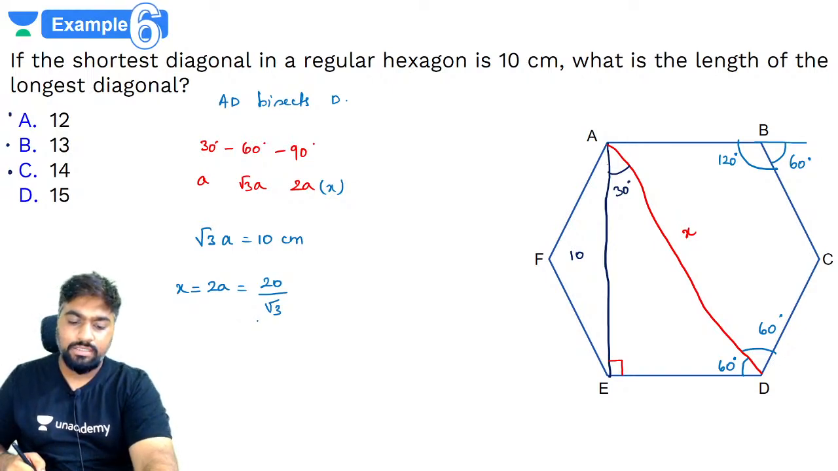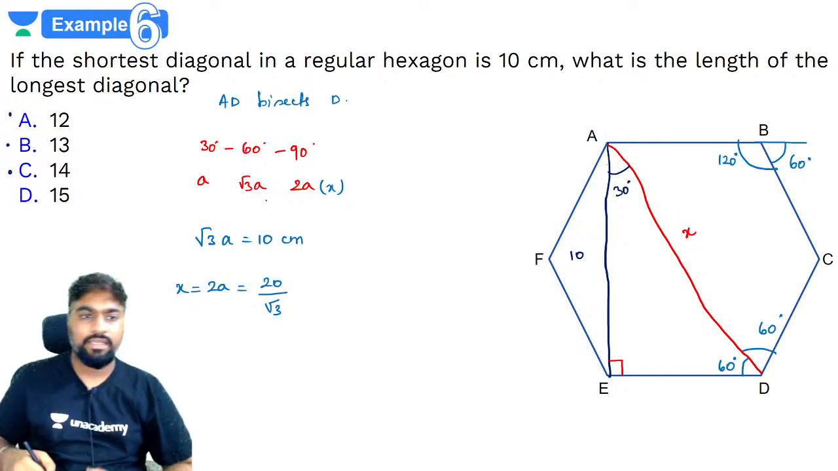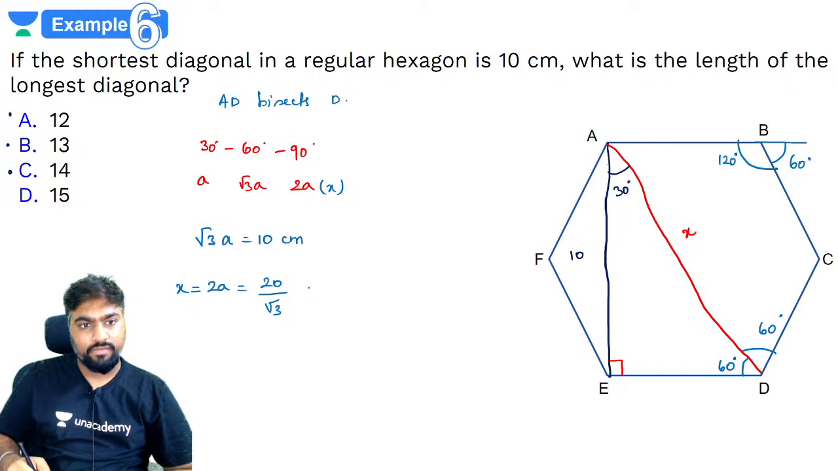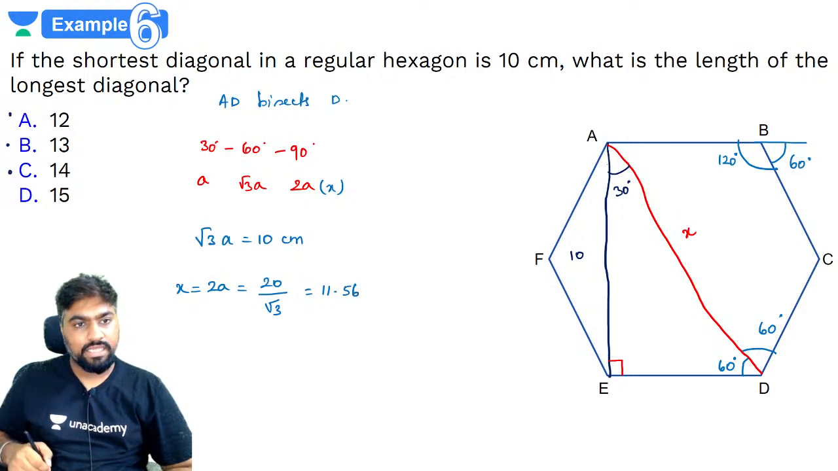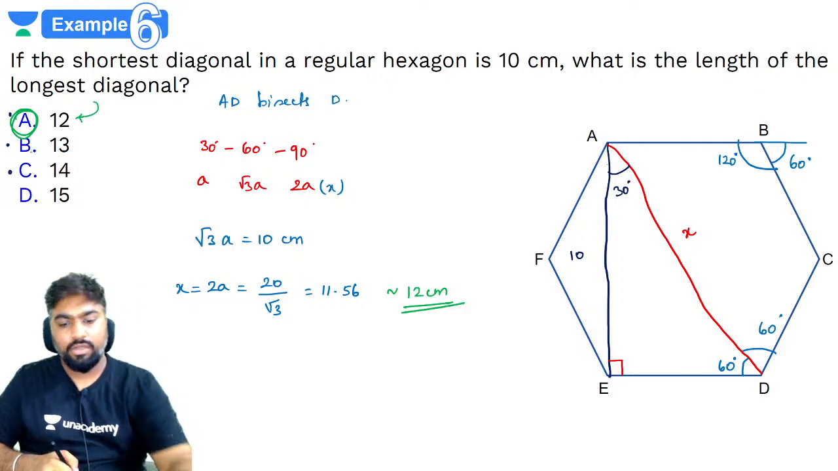We all know that square root of 3 is 1.73. So 20 divided by 1.73 will be 11.56 approximately, which can be rounded off to 12 centimeters. Option A. Got it?